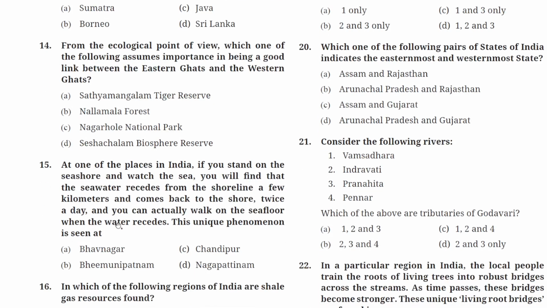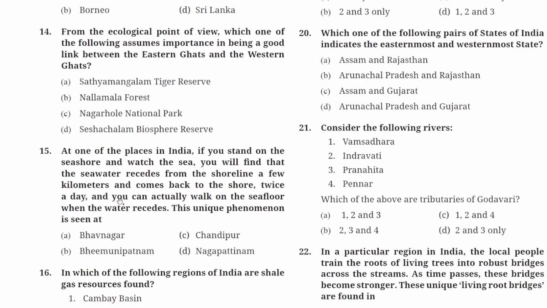Question number 15. At one of the places in India, if you stand on the seashore and watch the sea, you will find the sea water recedes from the shoreline a few kilometers and comes back to the shore twice a day. And you can actually walk on the seafloor when the water recedes. This unique phenomenon is seen at Chandipur beach. It is a direct question. Chandipur beach is unique in the whole world, where the seawater retreats from 1 kilometer to 5 kilometers every day and comes back to the shore slowly during high tide. This happens twice every day. It is also known as the hide and seek beach. Answer is C.